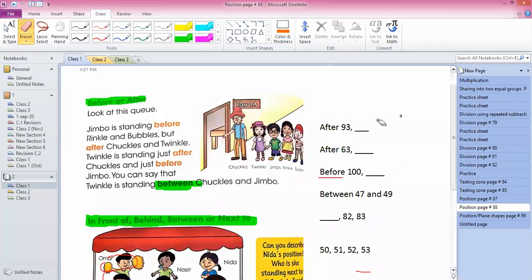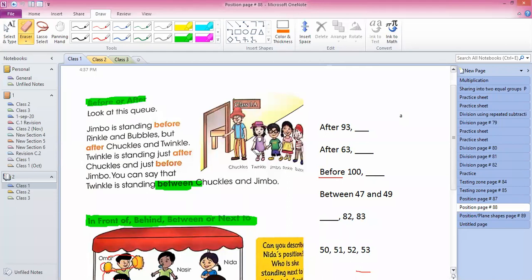We also practiced with the help of numbers: after 93, what will come? So you will move forward, count in ones, 94. And if I ask you before 93, you will go back or count back in ones and you will say 92.